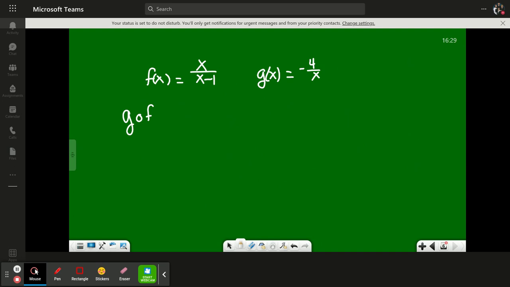So who's automatically going to be in my answer set? The domain is going to be the set of x such that x cannot equal, who's inside? Who's the inside function? f of x. So if this is f of x, x minus 1 equals 0, then that says x cannot equal 1. So that's my first part.